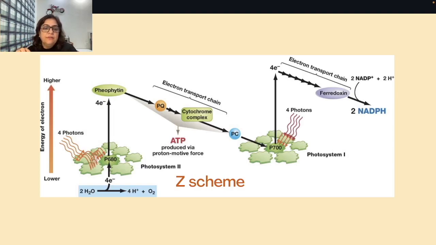So you can see in the figure it is a Z scheme. You can see the photolysis of water, two water molecules producing 4 electrons, 4 hydrogen ions and oxygen. So the oxygen is coming from the photolysis of water. You can recall from the process of photosynthesis that carbon dioxide and water form starch and oxygen. So oxygen is not coming from carbon dioxide, it is coming from the photolysis of water.